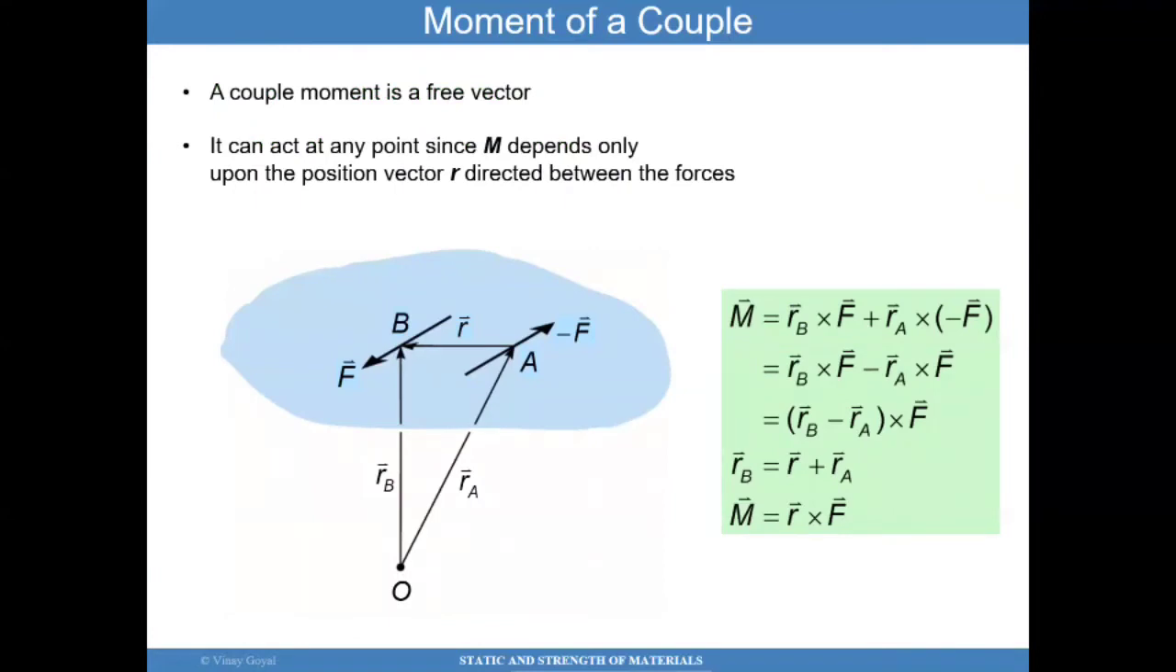A couple is a free vector. To remind you, it can act at any point since the moment vector M only depends upon the position vector R directed between the forces. And that's the important consideration here. Again, R is pointed from the force vector F to the other force vector F in the opposite direction. So R cross F will definitely give you the moment, which is a couple and does not depend on the location. You can put it anywhere.